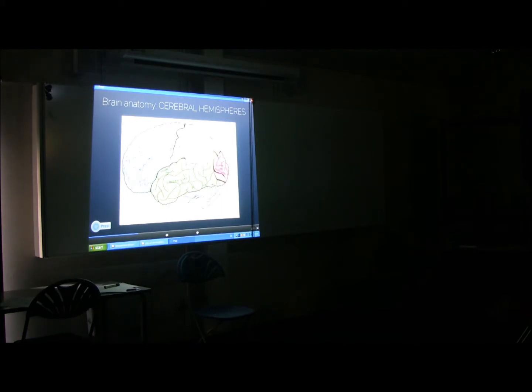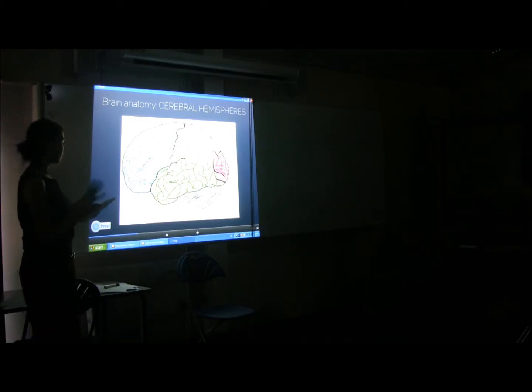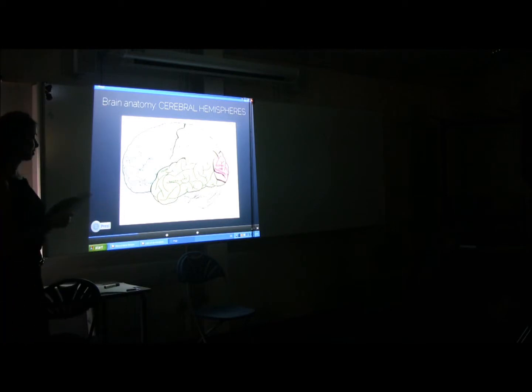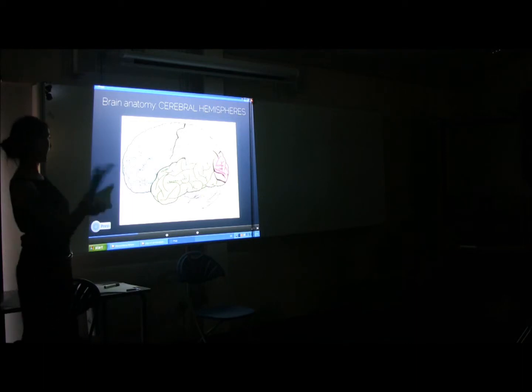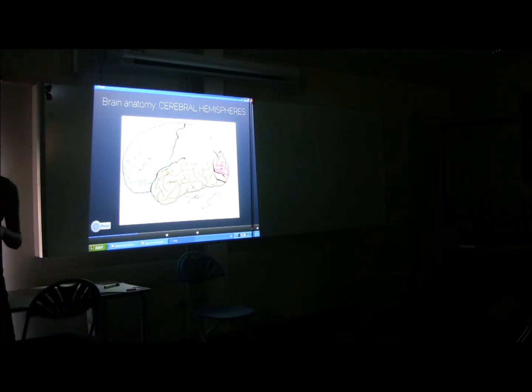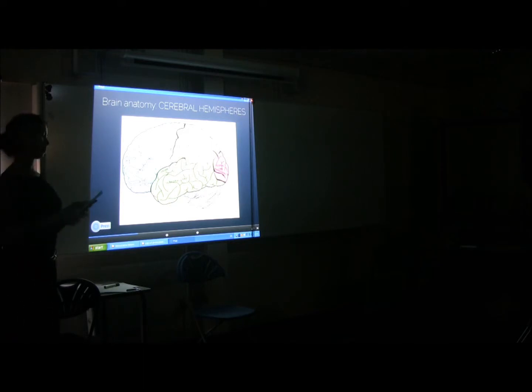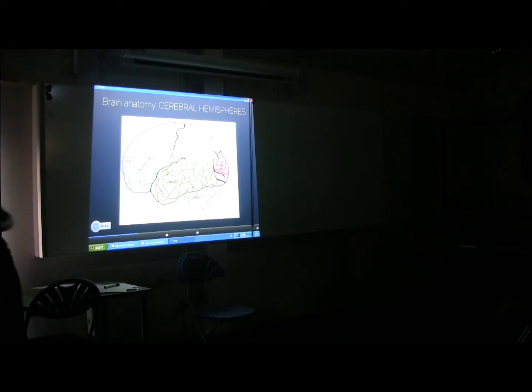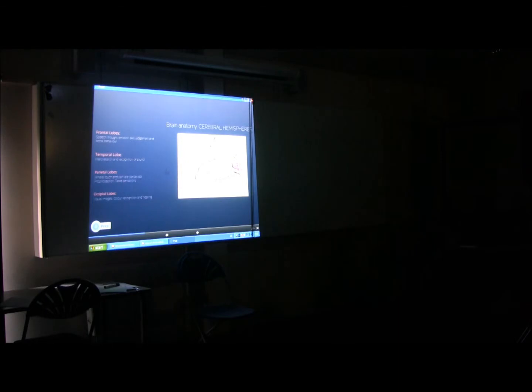Right, now we move on to the lobes. Each cerebral hemisphere is divided up into 4 lobes, and then those are again divided up into smaller parts, all of which have a different function in the brain. The 4 main ones are parietal, frontal, temporal, and occipital, and hopefully now you can see how they're divided up.